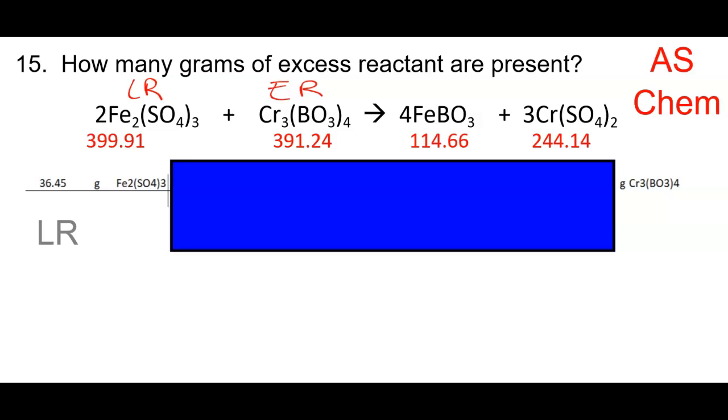Continuing on from examples 13 and 14, example 15. How many grams of excess reactant are present? Excess reactant. Remember, we established from our work that this was the limiting reactant. Therefore, by default, the other reactant is my excess reactant.